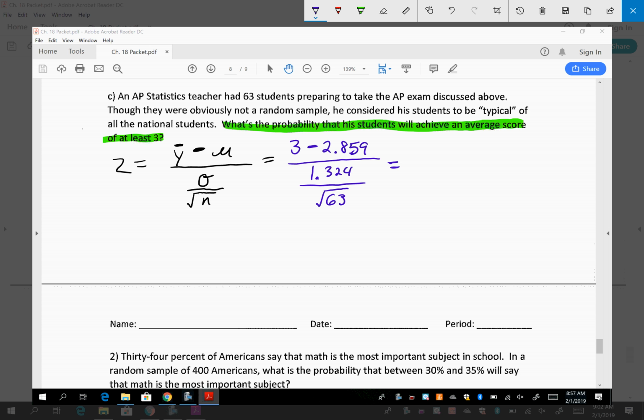Let's see if we can get the same thing. Okay, I have an answer. Anyone else? 0.845 is what I have.